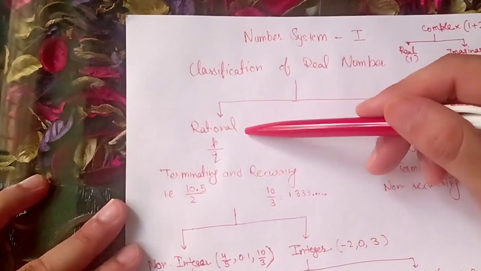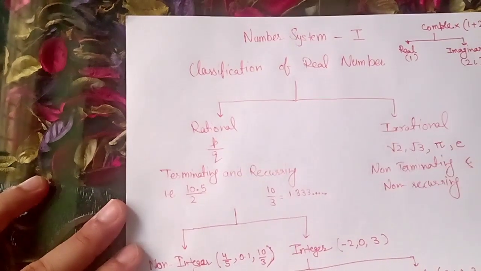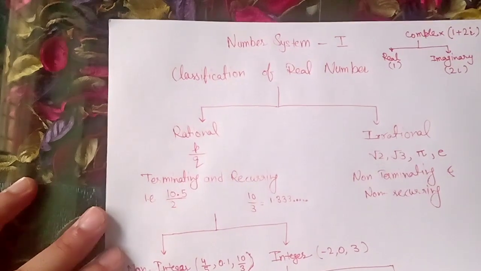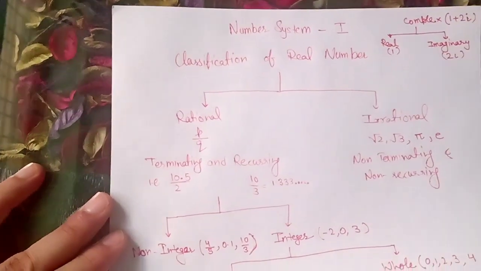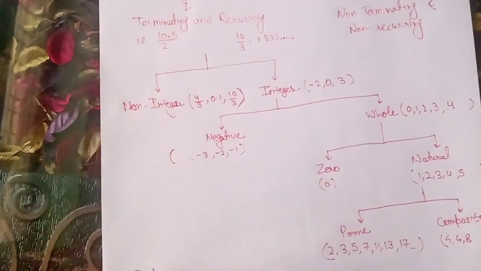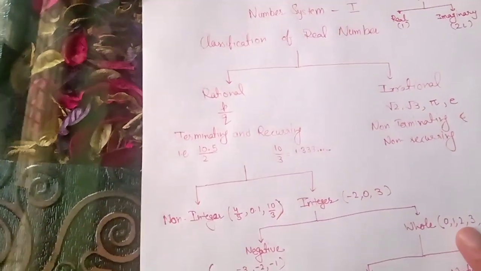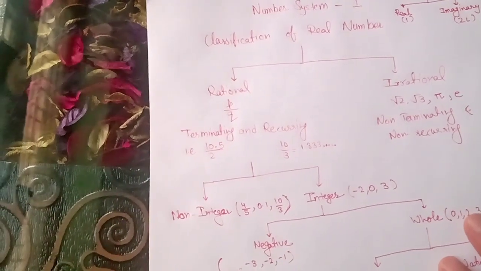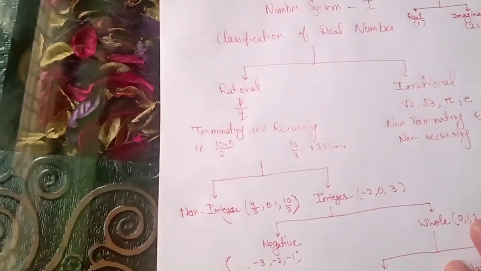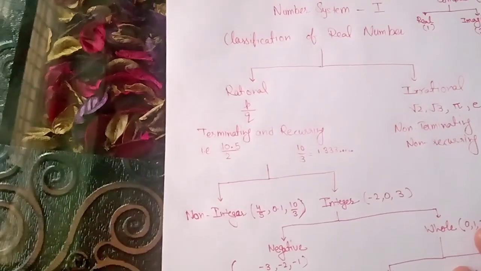If we represent a given number in the form of p by q, then that number is a rational number, and if it cannot be represented in the form of p by q, then that number is known as an irrational number. So rational numbers could be of two types, terminating and recurring. By terminating rational numbers, like we have 10.5 by 2. If you divide 10.5 by 2, you will get a fixed number, which is 5.25. So this is terminating.